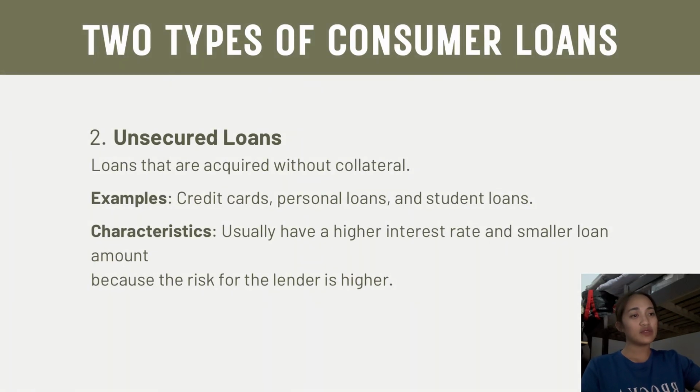Next we have the unsecured loans. On the other hand, they don't require collateral. This sounds safer, but it actually shifts the risk to the lender. Because of that, they charge higher interest rates. Your approval is based on your creditworthiness, meaning your income, financial history, and your ability to pay.